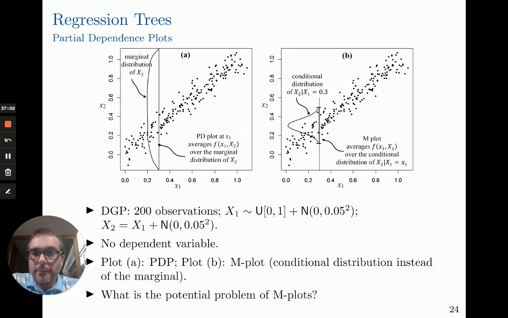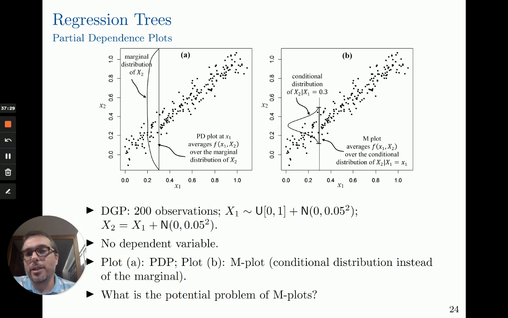So let me show you an example. This is a DGP of 200 observations where x1 is a uniform plus a normal, so it's kind of a weird random variable, and x2 is x1 plus a normal random variable. Suppose there is no dependent variable. So plot A is a PDP plot.